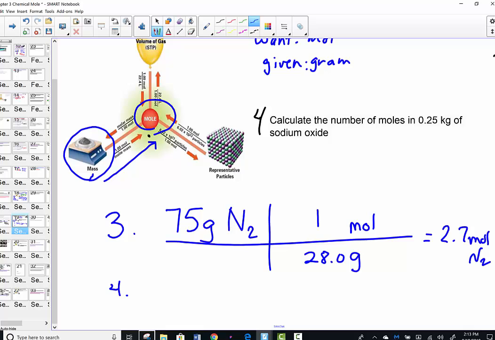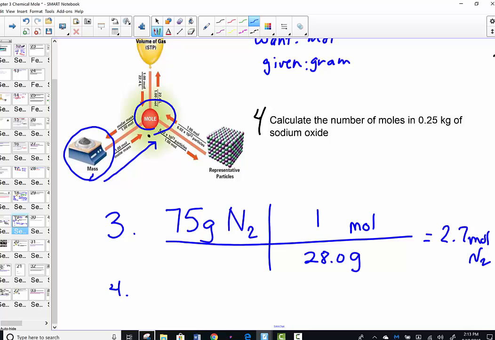My 4th example, I tried to integrate a little metric system, kind of a little bit of review there. It says, let's calculate the moles given 0.25 kilograms of sodium oxide. So some skills that this question requires, I have to first of all remember how to change a kilogram to a gram, because molar mass is in a gram unit, and I have to have like units. So I've got to do a little switch of the decimal there. Kilo has to become gram.